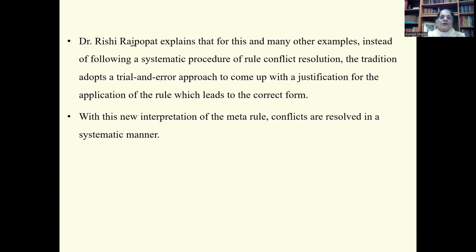So Dr. Rishi Rajpopat explains that for this and many other examples, instead of following a systematic procedure of rule conflict resolution, the tradition adopts a trial and error approach to come up with a justification for the application of the rule, which leads to the correct form. With this new interpretation of the meta rule, conflicts are resolved in a systematic manner.